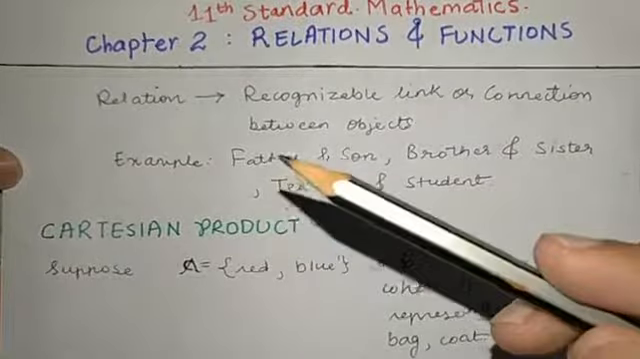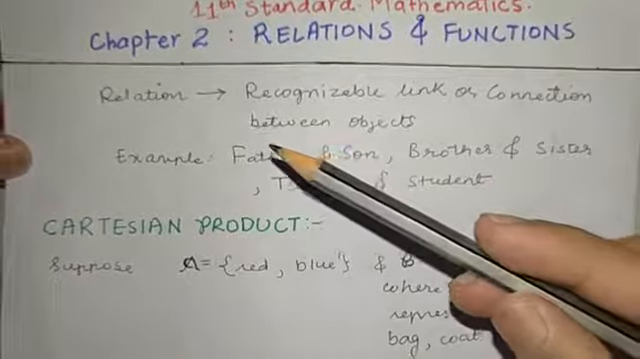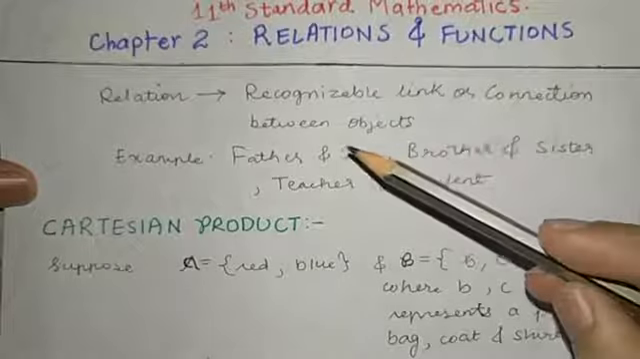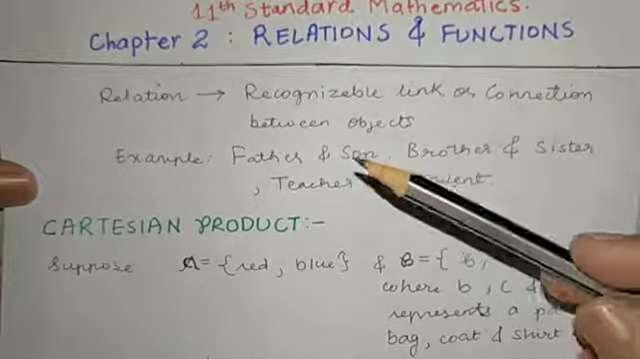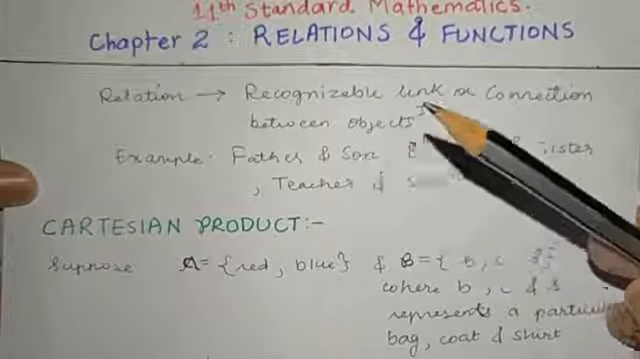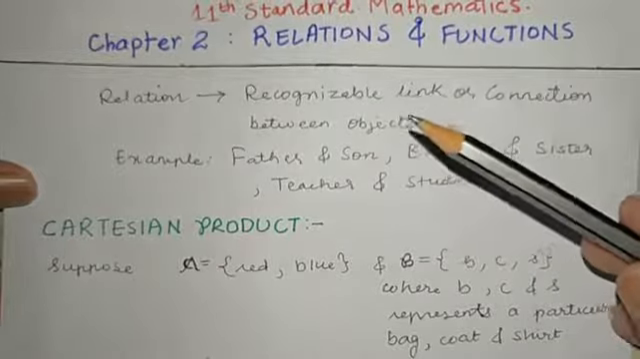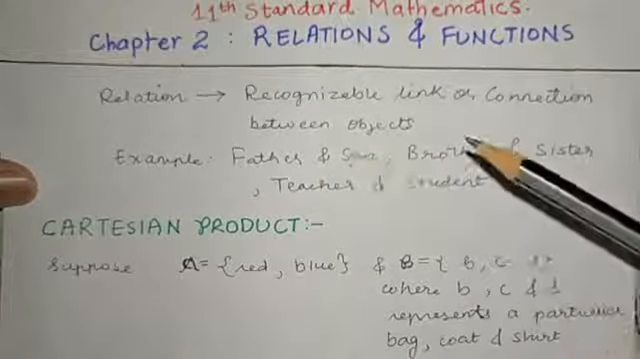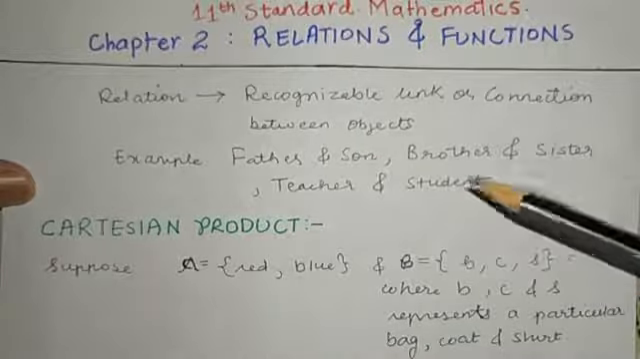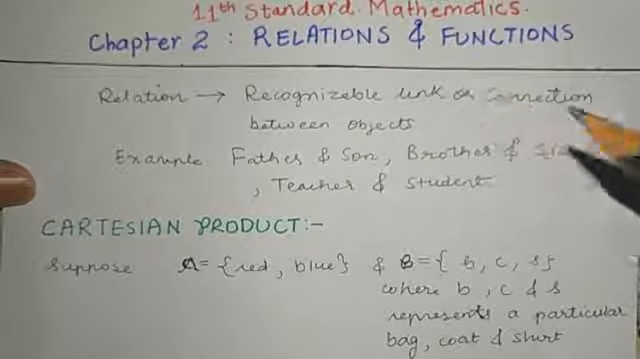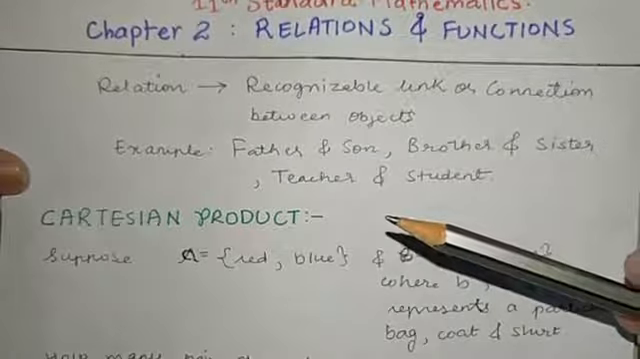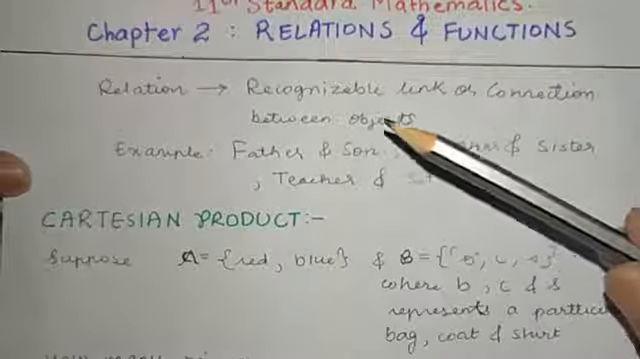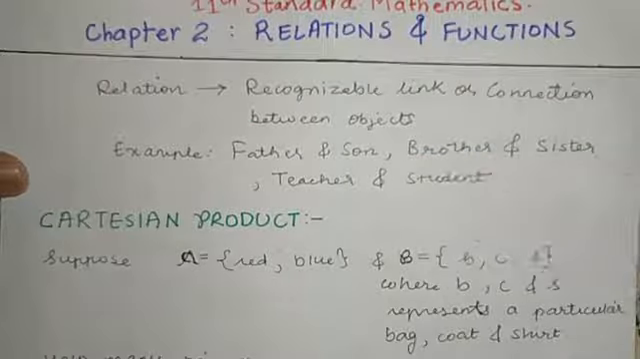So what are relations? Relations in our daily life are nothing but recognizable links or connections between objects. If you can connect two objects by some recognizable link, then we say that is a relation. For example, father and son, brother and sister, teacher and student. You have many such relations in your daily life. Basically, a relation means just some recognizable link or connection between objects.